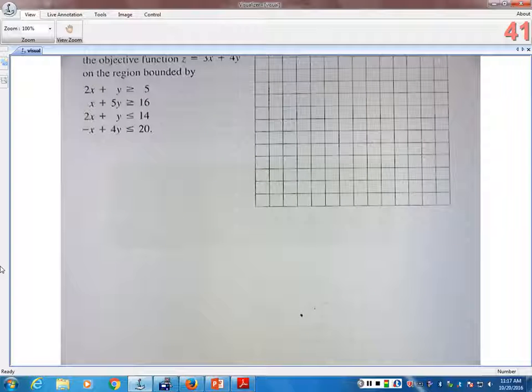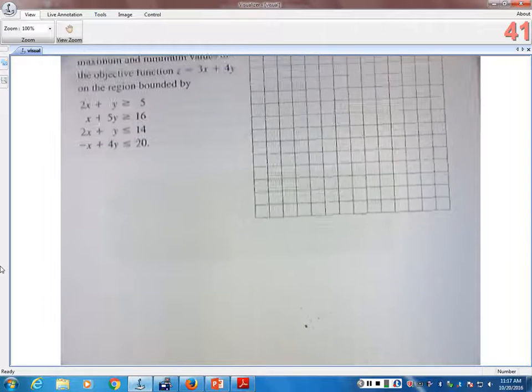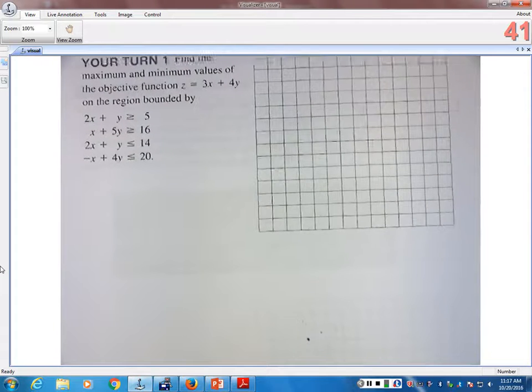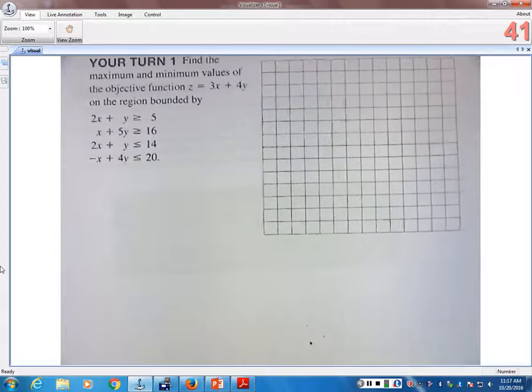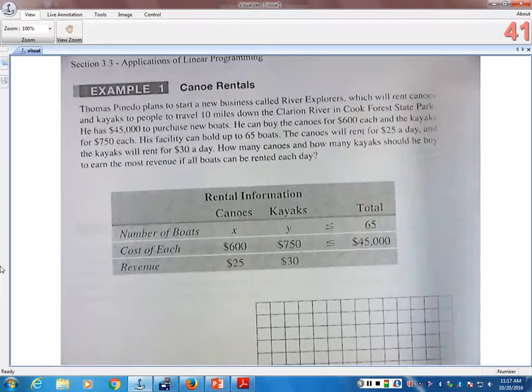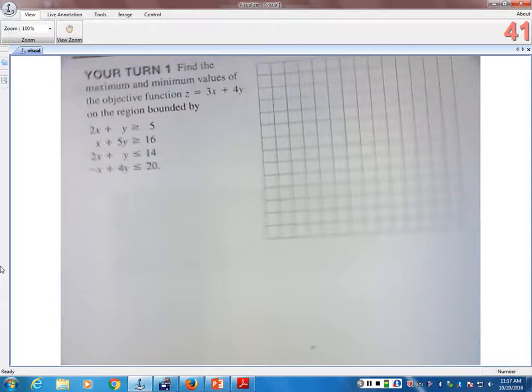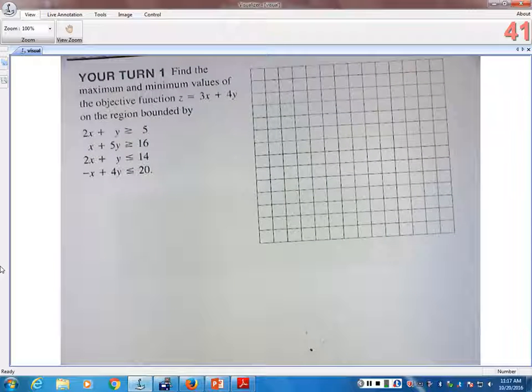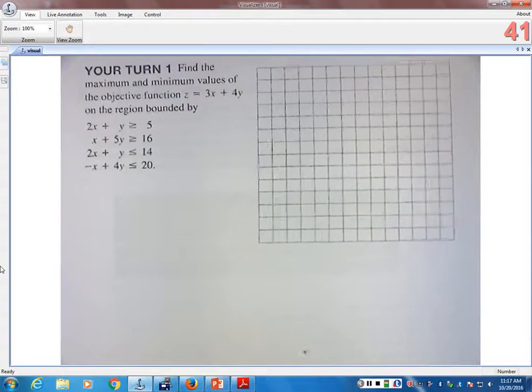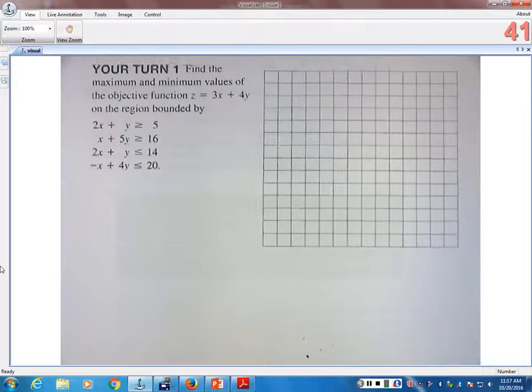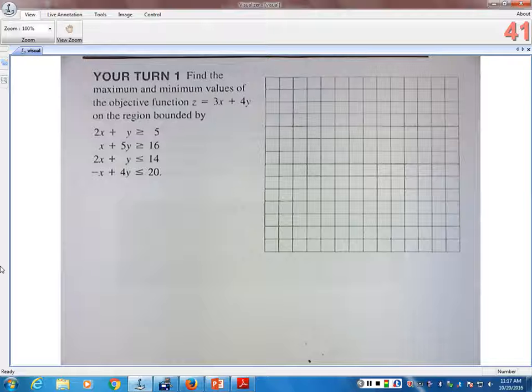Okay, let's try one. And let's see. Then we'll go on. I want to make sure we've got time. Yeah, I think we do. We have to do section 3.3 also. We've got 2 problems to do in it.